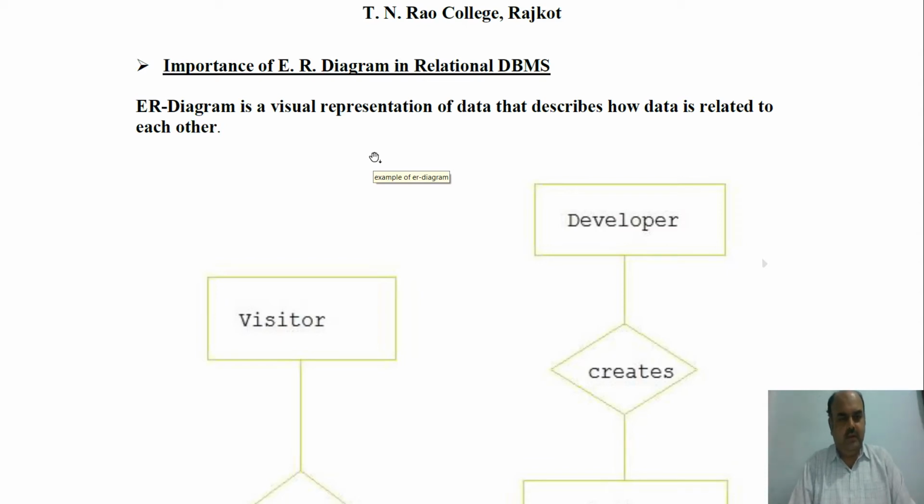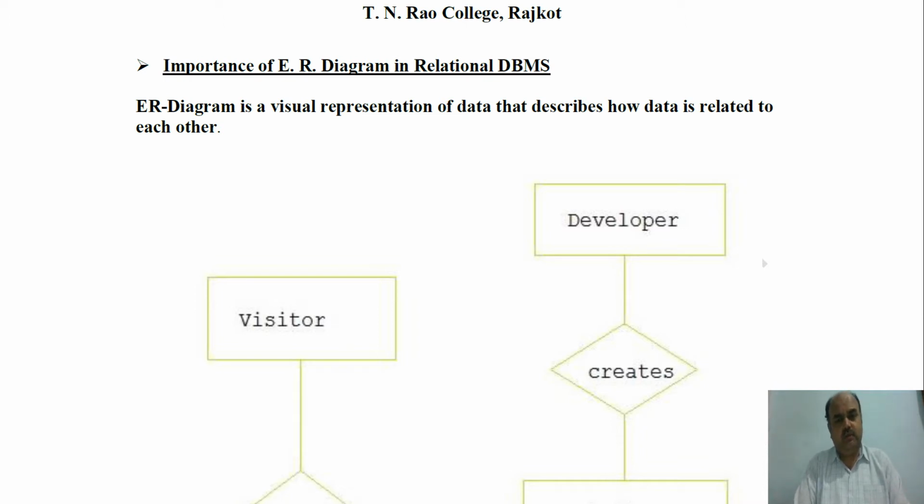Hello friends, today's topic is the importance of the entity relationship diagram in a relational database management system. Up to the last lectures we have discussed DBMS and different kinds of models like hierarchical, network and relational, in which we also learned that the relational model is very important. Presently any modern DBMS, which is referred to as RDBMS, works on the relational model.